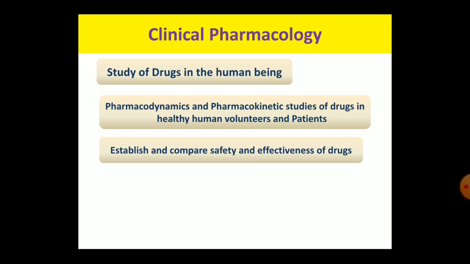Suppose two patients have bronchial asthma. For one patient, because of certain reasons or factors, the selection of the drug is different. For another patient, the selection of the drug is different. Again, if the selection of the drug is the same but the dose is different or the route is different, all these will come under clinical pharmacology.